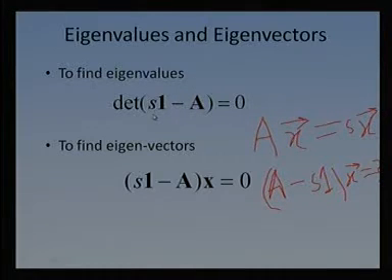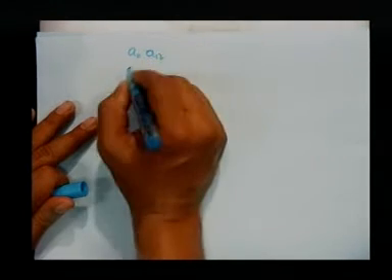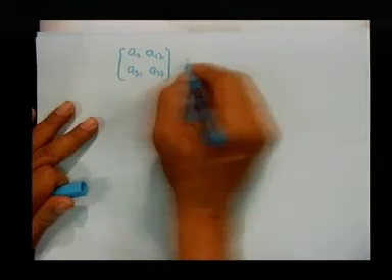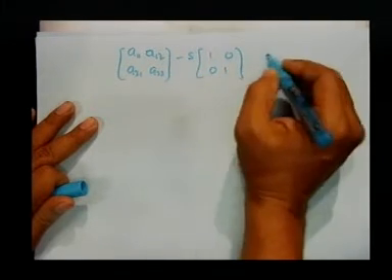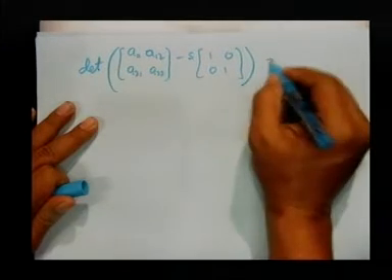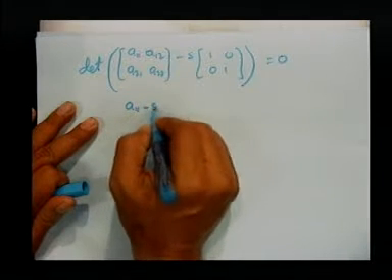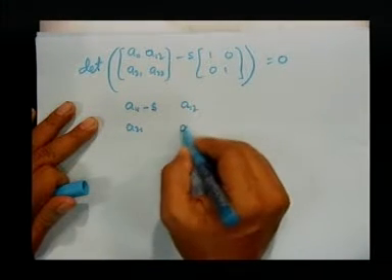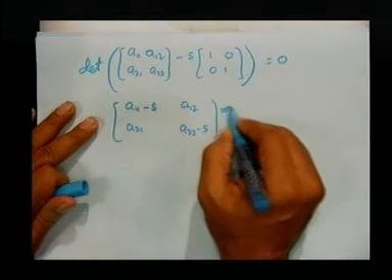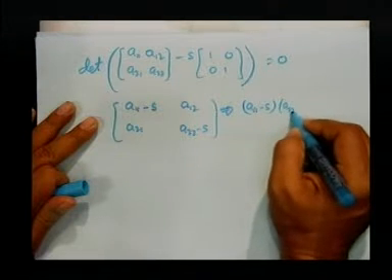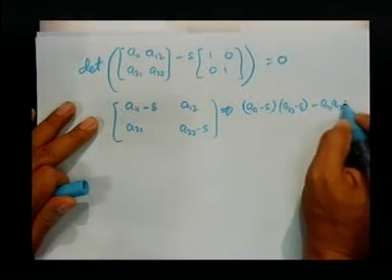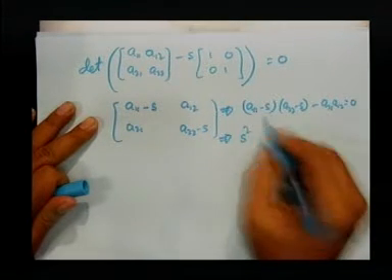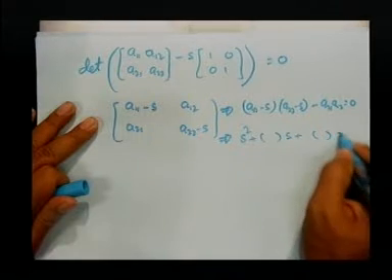Let me go to the paper to explain with a 2 by 2 matrix. Let us say I have A11, A12, A21, A22, minus S times the identity 1 0 0 1, and the determinant is equal to 0. This becomes A11 minus S, A12, A21, and A22 minus S. This leads to A11 minus S into A22 minus S, minus A21 A12, equal to 0. This can be written as a square in S with some coefficients equal to 0.